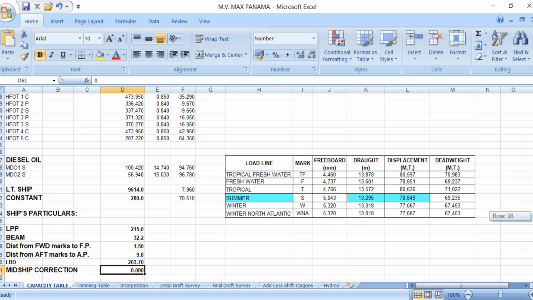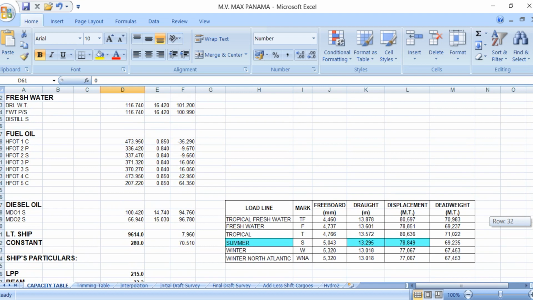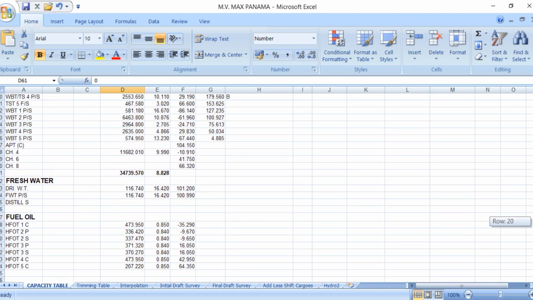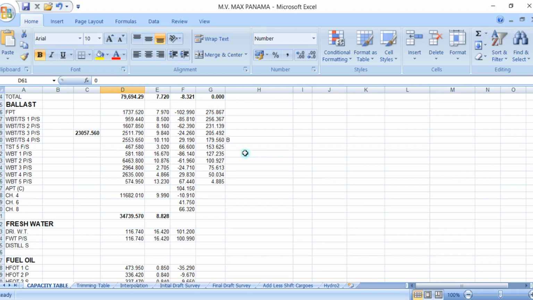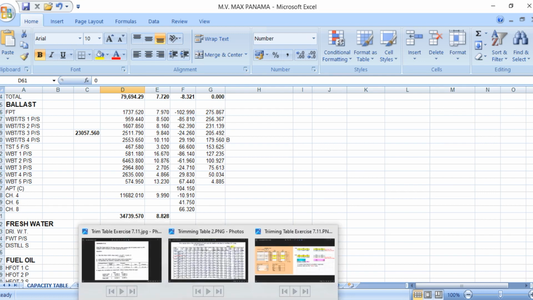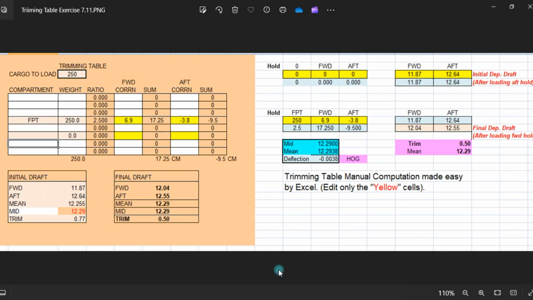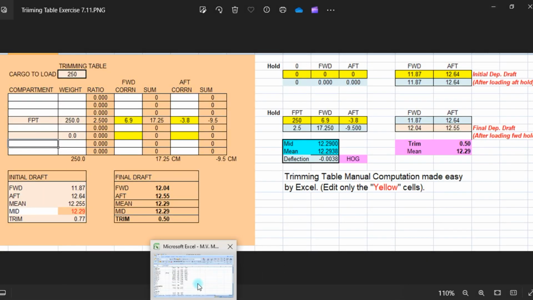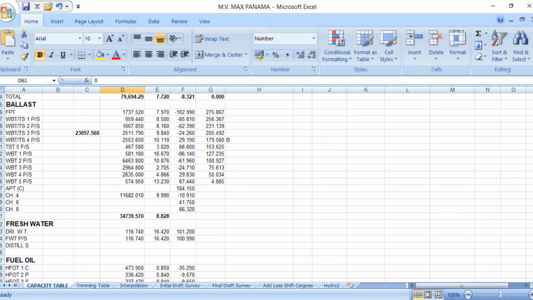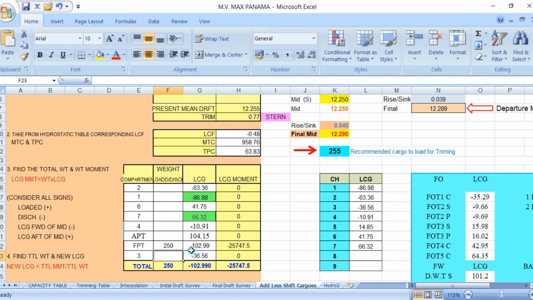So for the forepeak, we go to this capacity table. Forepeak tank LCG is 102.9. Oh, sorry. LCG is 102.9. Okay.